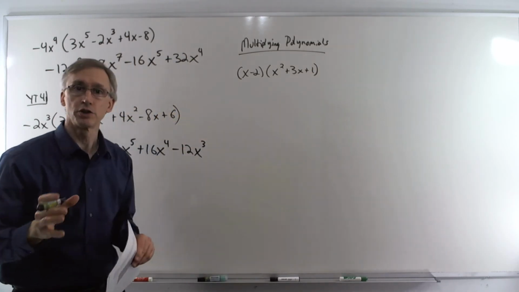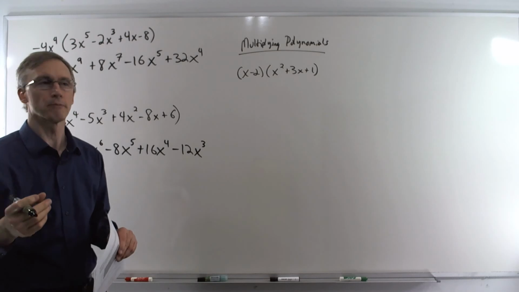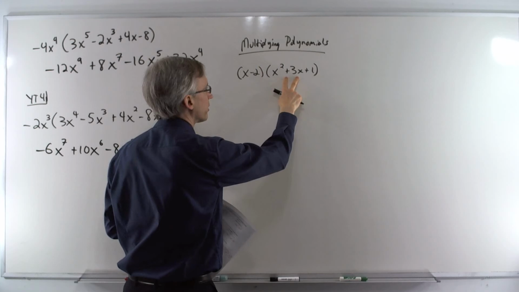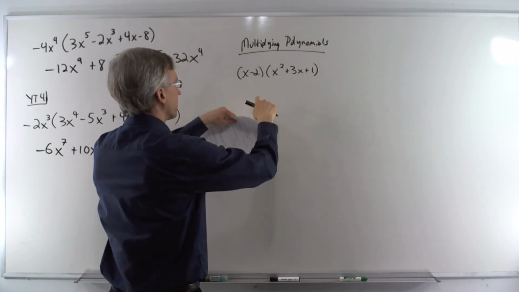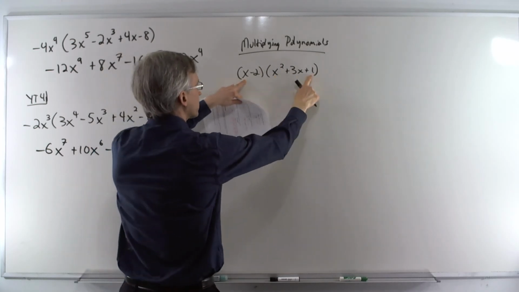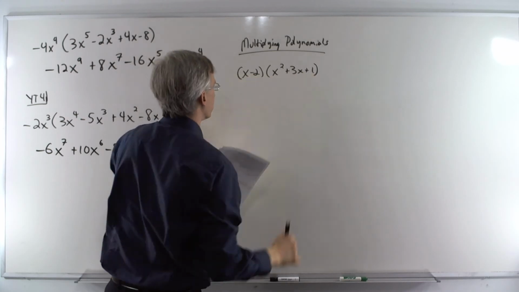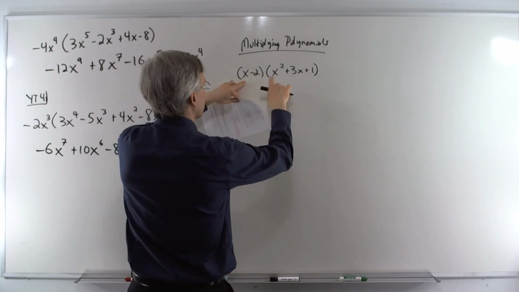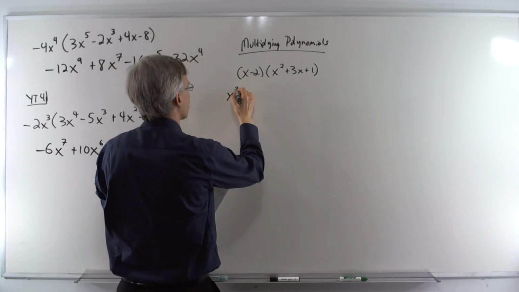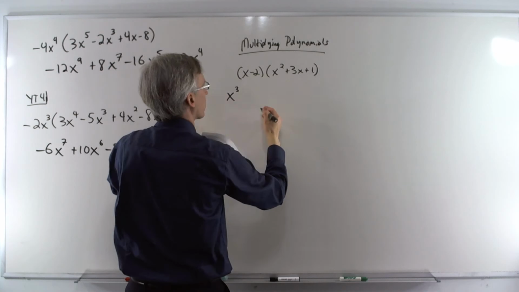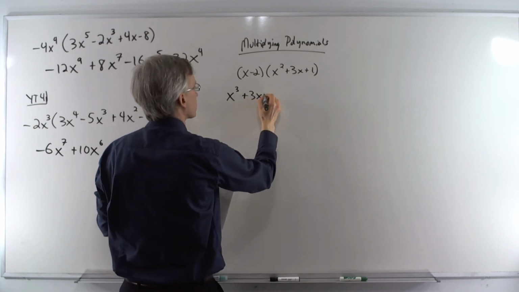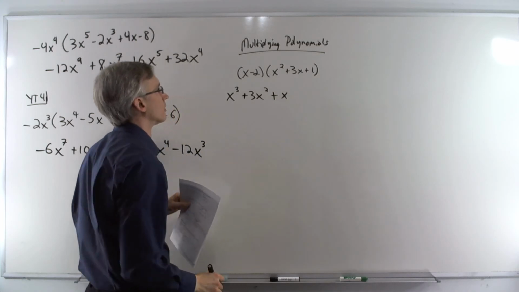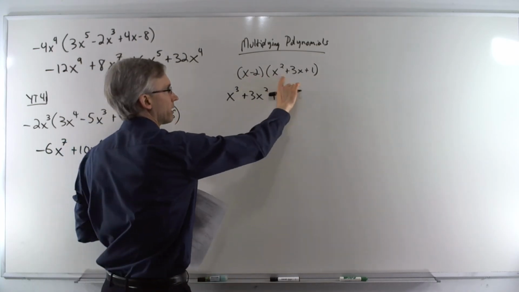So the idea when multiplying 2 polynomials together is we need to multiply every term of one polynomial by every term of the other polynomial. So that means we're going to be multiplying x by all three terms and then -2 by all three terms. So I'm going to start with the x. X times x squared, x to the third. X times 3x, 3x squared. X times 1 is x. All right, so there's x multiplied by all three of these.